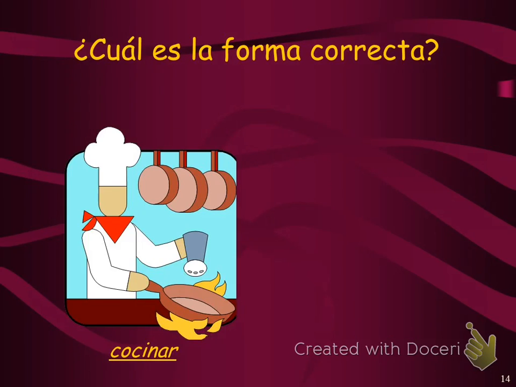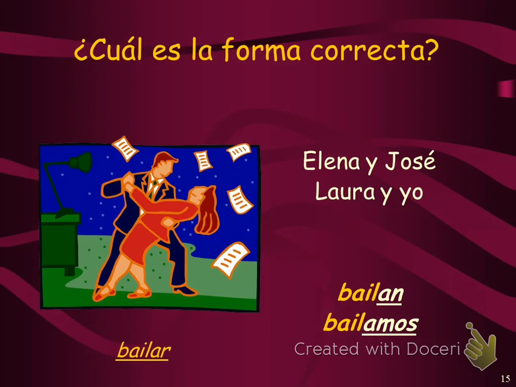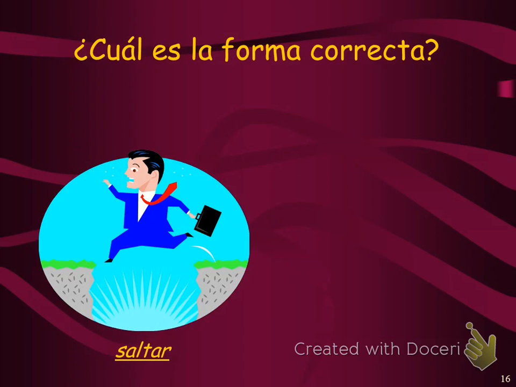All right. For cocinar, for the tú form. Cocinas, what does that mean? You cook. You informal cook. What about ella cocina, she cooks. Okay. Bailar. Elena y Jose bailan, they dance. Laura y yo bailamos, we dance. Laura and I. Okay, so don't get those two confused.